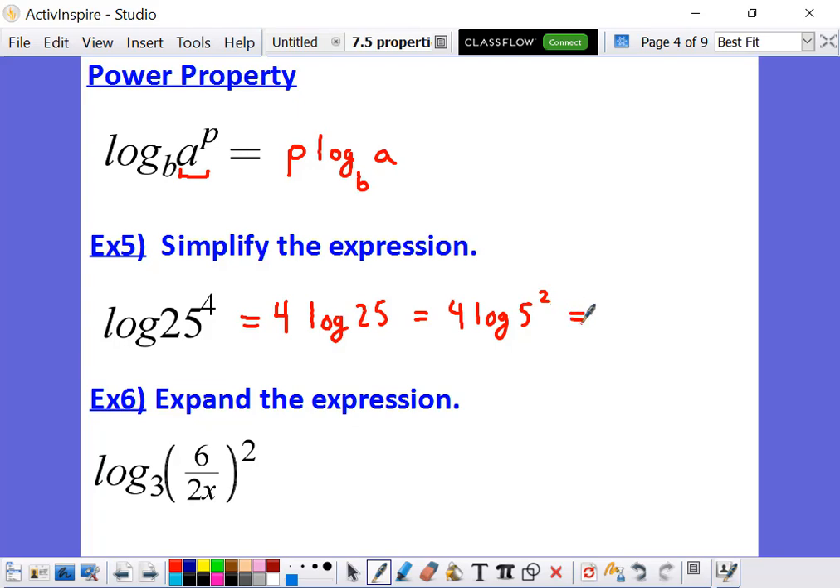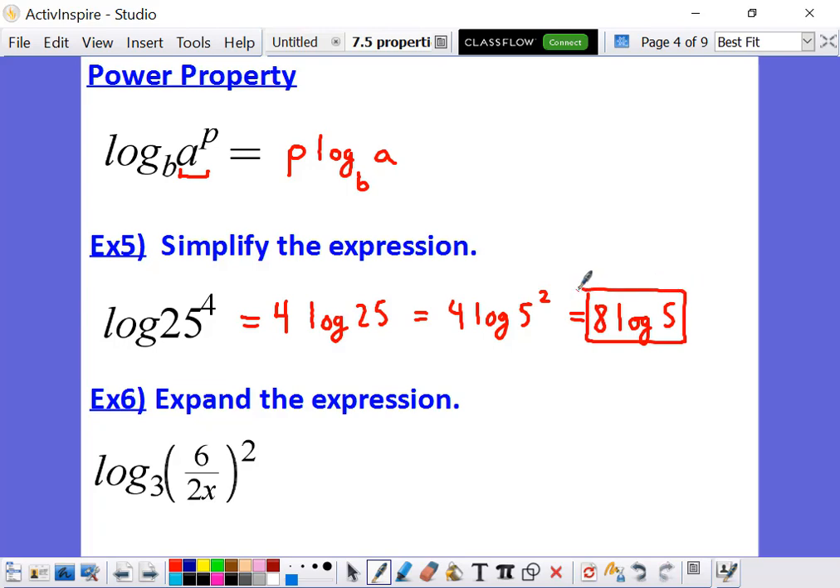So then we can actually apply the power property again. We take this exponent, we slide it out in the front, and what do you think we do with the 4 that's already there? Hopefully you said multiply, and that's what we're going to do. We're going to take this 2 and we're going to slide it out in the front and multiply it by the 4 that's already there. So that becomes 8 log base 10 of 5. Final answer.